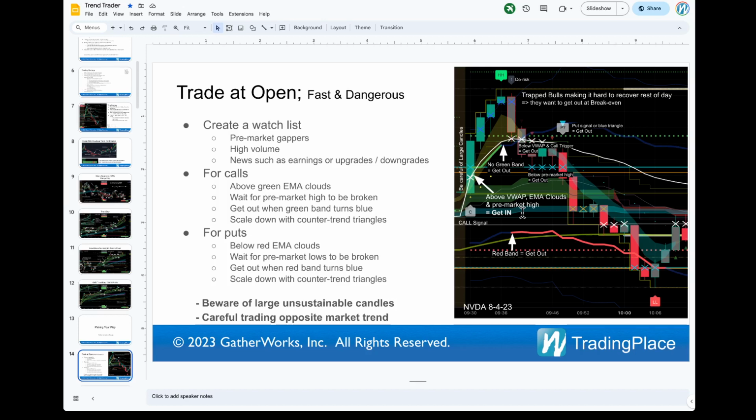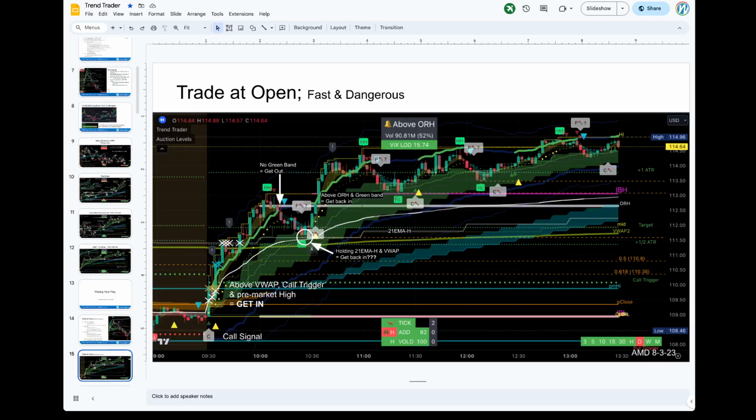And for an A+ setup, you want to be above the pre-market highs for calls. You want to be below the pre-market lows for put setups. Okay. Now, if we look at this, this is another example, trade at the open.